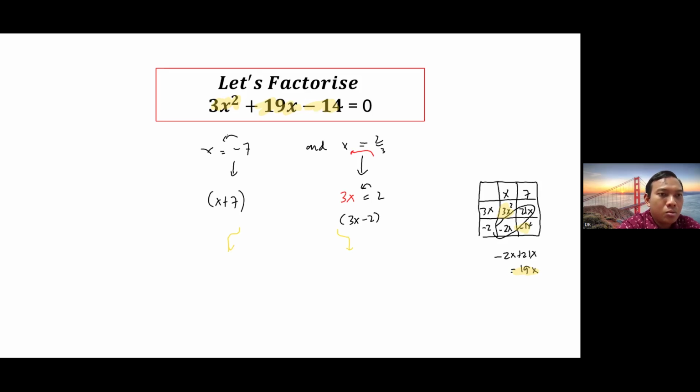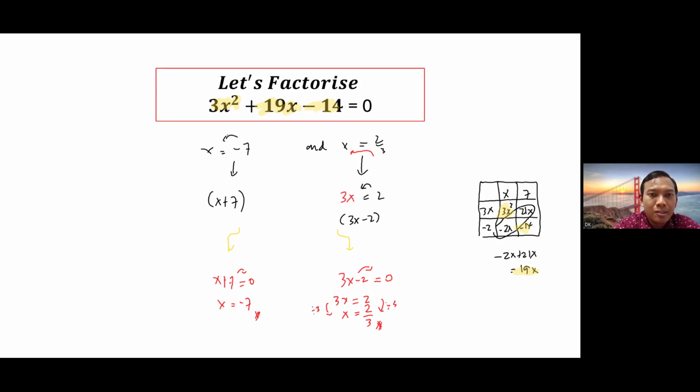Equals to 0. So x plus 7 equals to 0, and 3x minus 2 equals to 0. Just bring over. So x equals to minus 7. Bring over here, 3x equals to 2. You have to divide by 3, so x equals 2 over 3. So this will form your answers. This is the final answers.